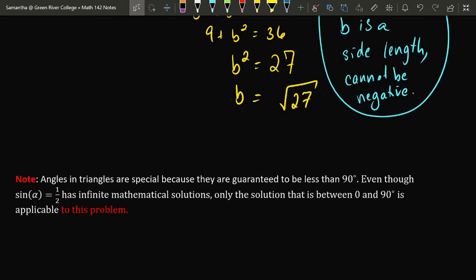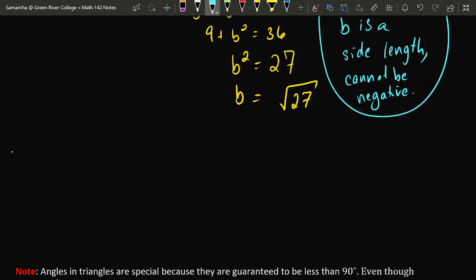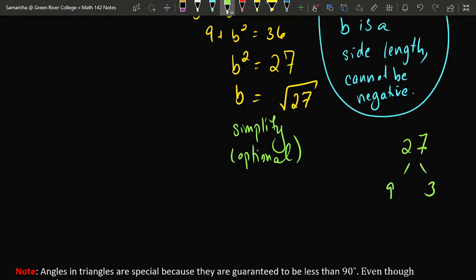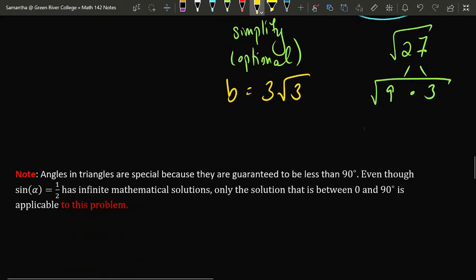Now, the square root of 27 is perfectly acceptable as an answer, but it's possible to simplify this result. I'll call this optional. If I break down 27 as the product of 9 and 3, then I can break down the square root of 27 as the square root of 9 times 3. And the square root of 9 can be reduced to just the regular 3. So if you desire to simplify, you can find that B is equal to 3 times square root 3.